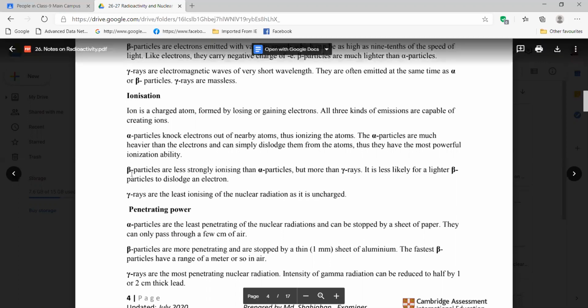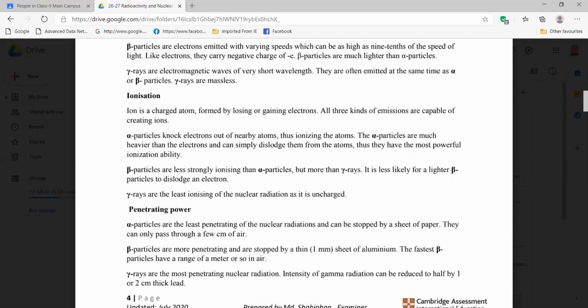Then beta particles are less strongly ionizing than alpha particles, but more than gamma rays. It is less likely for a lighter beta particle to dislodge an electron. That means beta particles also have ionization power, but not like alpha particles, because they have only one charge and they are also lighter. That's why they can ionize, but less than alpha.